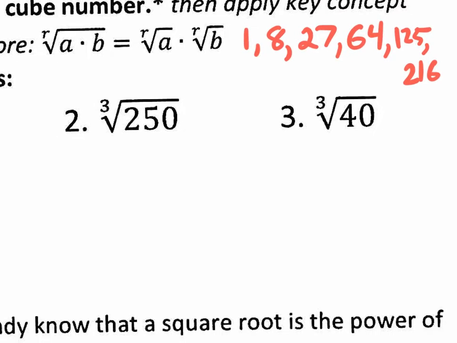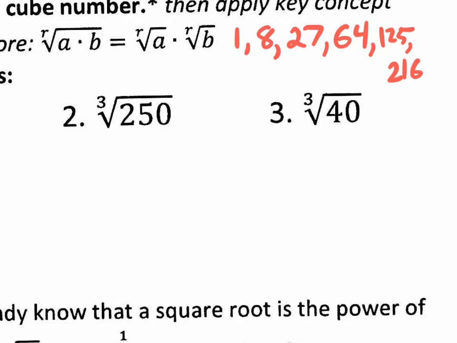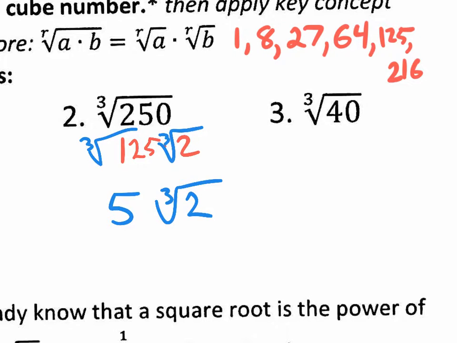Say again? Yeah, if we look at our perfect cube list, 125 works great. 125 times 2. And if you split the third root, the cube root of 125 is 5. And the cube root of 2 is the cube root of 2. It stays like that. So the answer would be this.